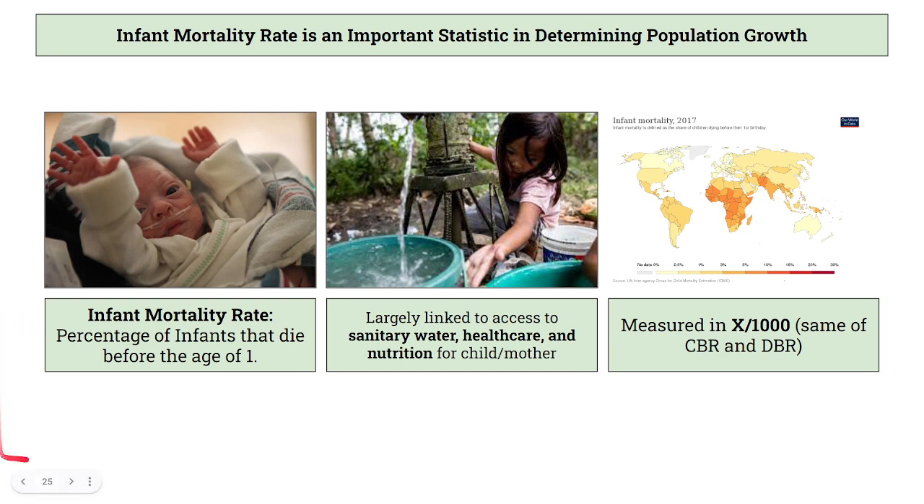If you're not aware of what infant mortality rate is, it's just the percentage of infants that die before the age of 1. And this is largely going to be linked to things like sanitary water, healthcare, and nutrition for both the child and the mother.